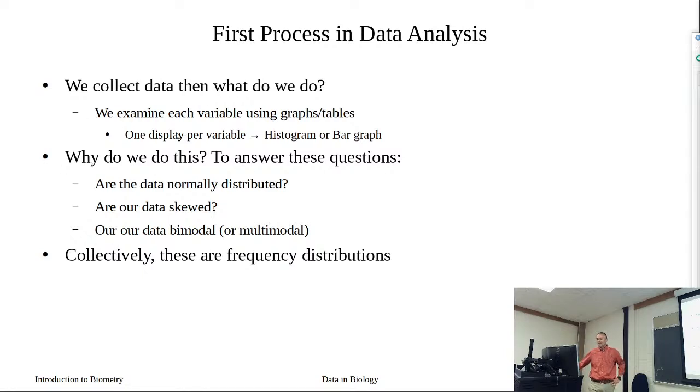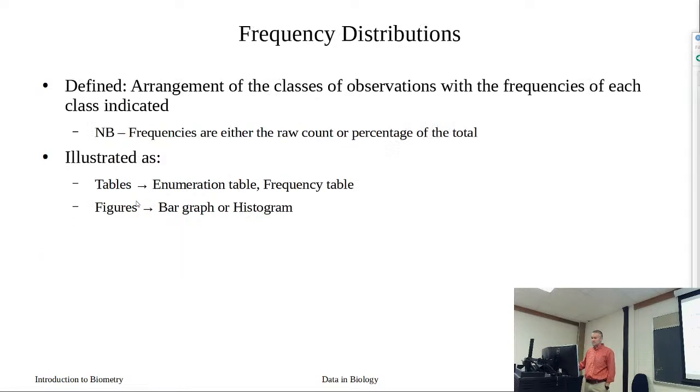All right, so collectively, when we do these one displays per variable, these are called frequency distributions. We're just looking at frequency. That's it, just to check these types of questions. A frequency distribution is basically taking our data, arranging them from smallest to largest, and putting in the counts. How many are in each category?